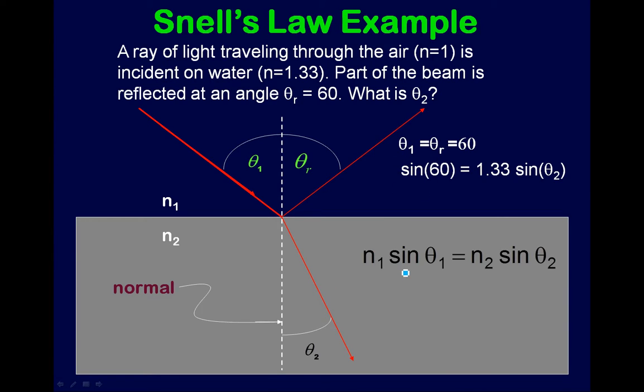So again, it's n1 sine theta 1, and n1 is equal to 1, so we just plug in 1 there. Sine of theta 1, that's the initial angle, which was told to us to be 60. And that equals the second index of refraction, 1.33 times sine of theta 2, which is what we're looking for. And if I go through and do this, I get 40.6 degrees.